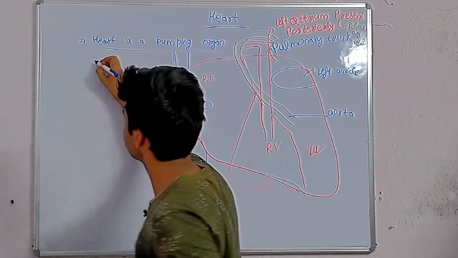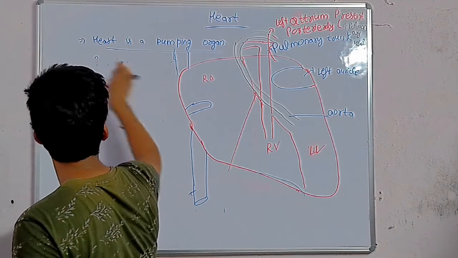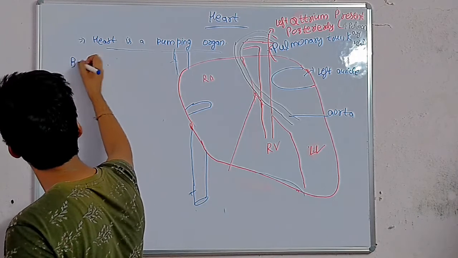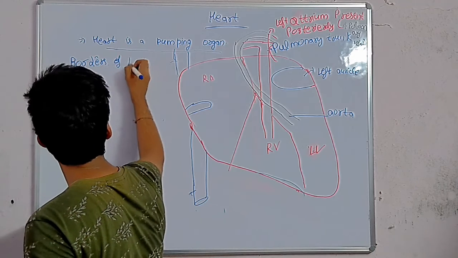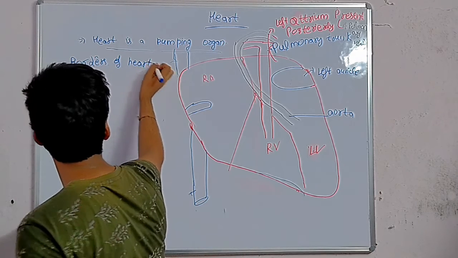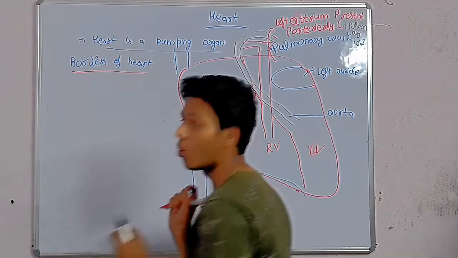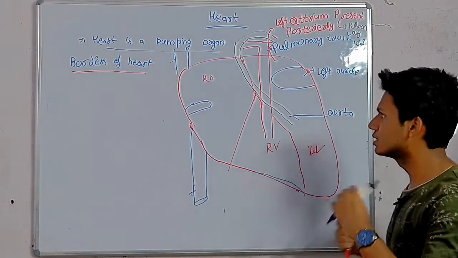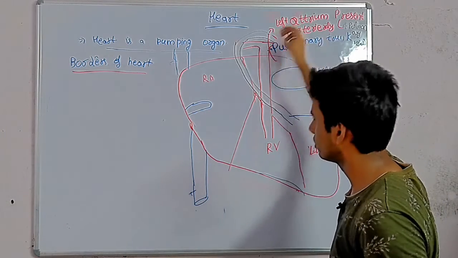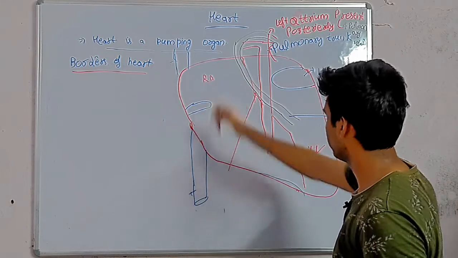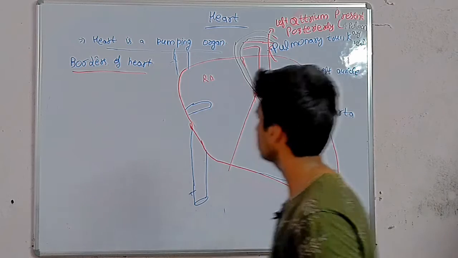Now come to the borders of the heart. So, like surfaces, there are four borders of heart. Borders means small sharp line which separates some surfaces like this. The superior border, right border, inferior border, and left border.